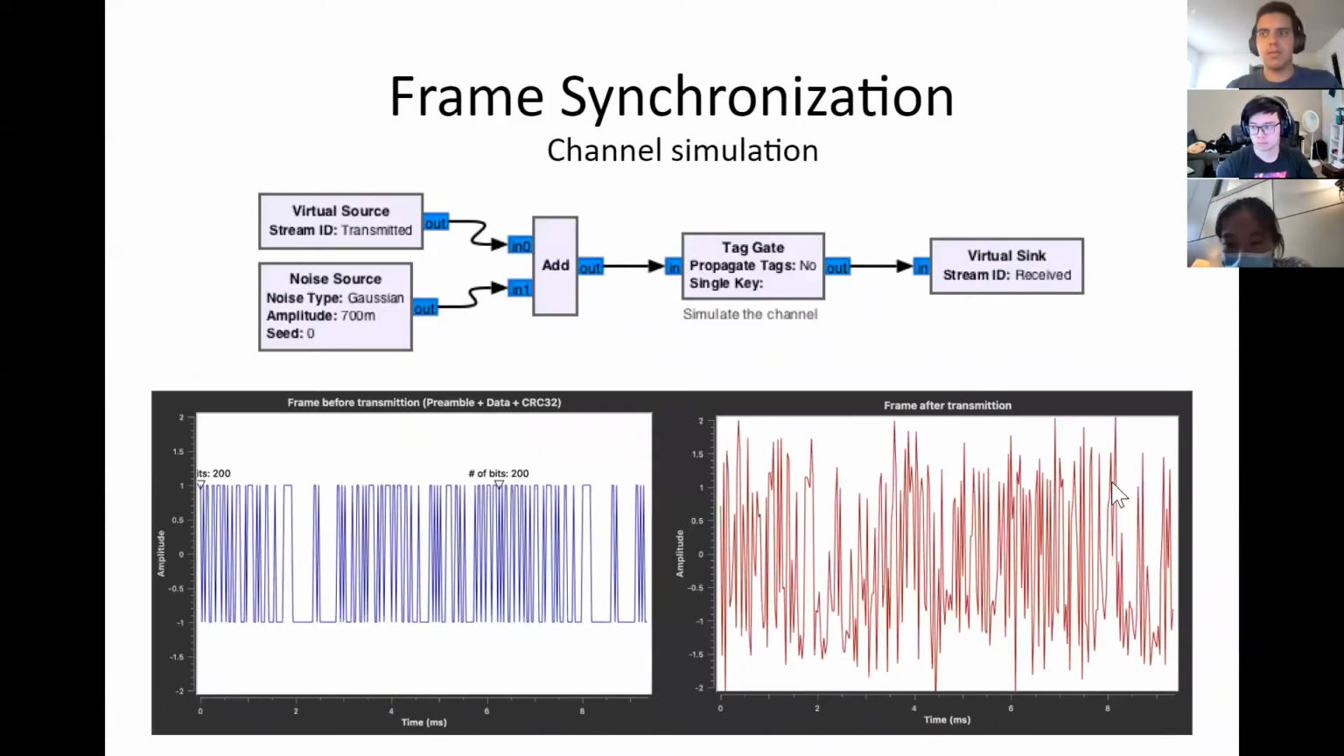The blue line at the left shows the frame sent from the transmitter side. To simulate a channel, we add Gaussian noise and remove the tag of the stream, which indicates the start point of the stream. And we get the red line on the right.